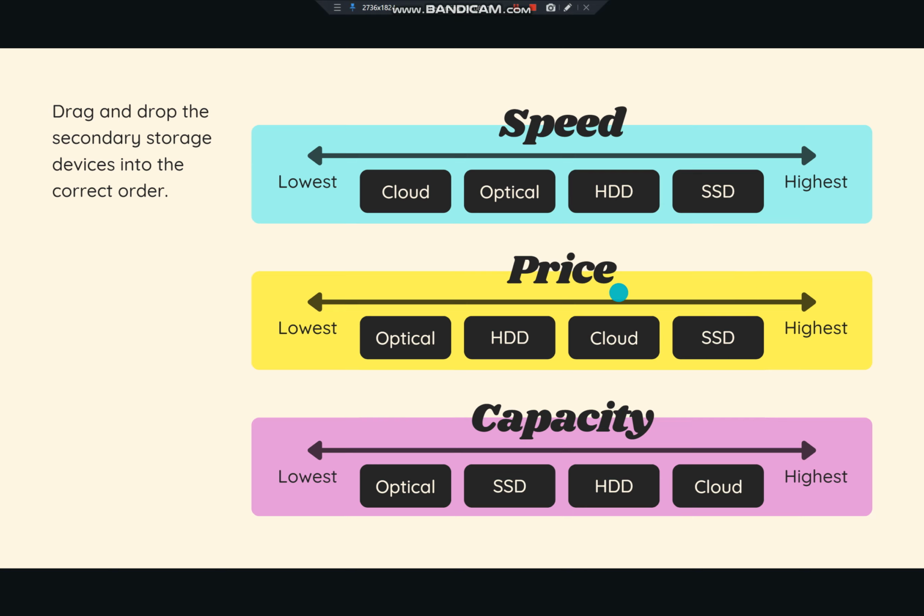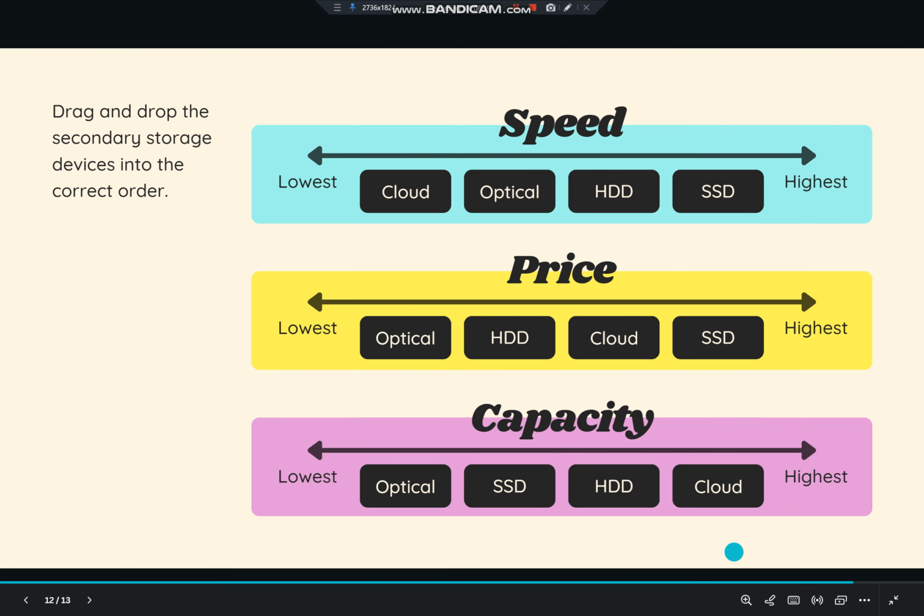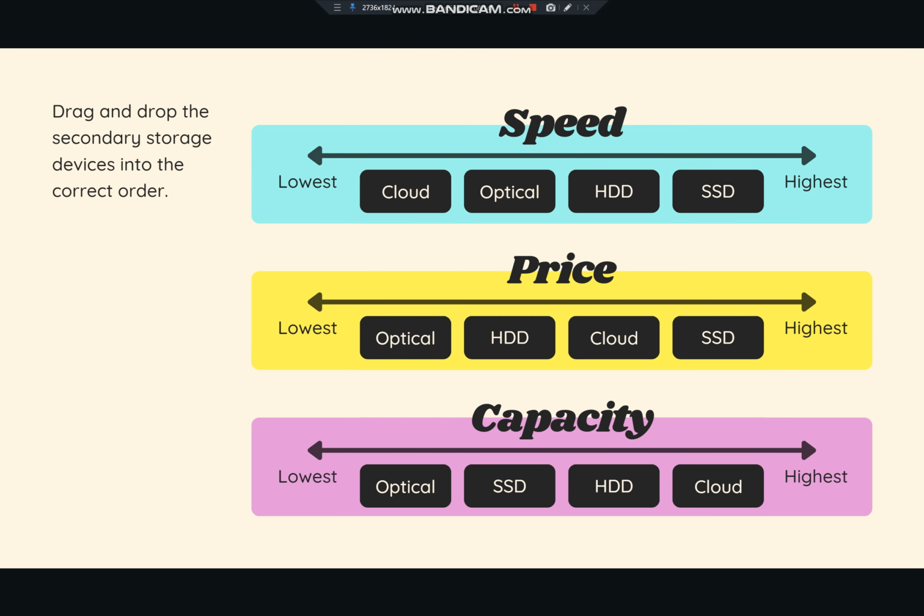When we talk about price, the most costly one is SSD because it is a physical device. For cloud, if you want a lot of storage, then you need to pay on a monthly basis. HDD is again a physical device, but it is less costly, and optical discs are the lowest. Capacity wise, cloud storage is the highest because you can purchase as much space as you want, then HDD, then SSD, and then the optical drive.